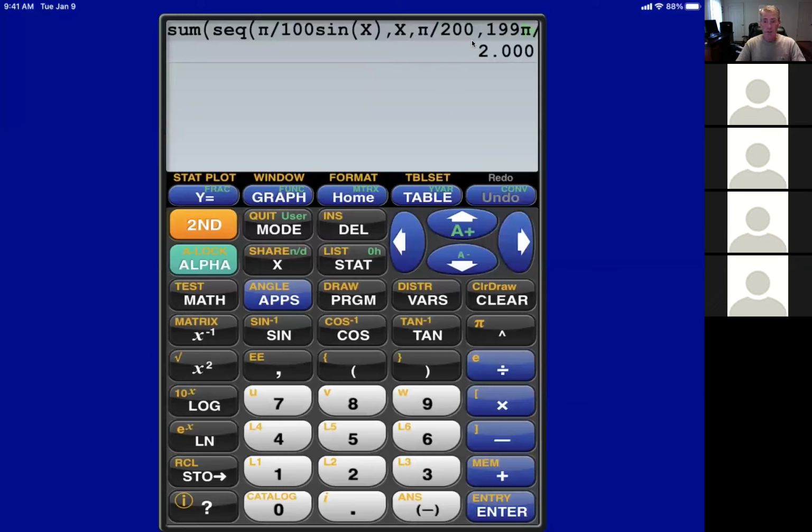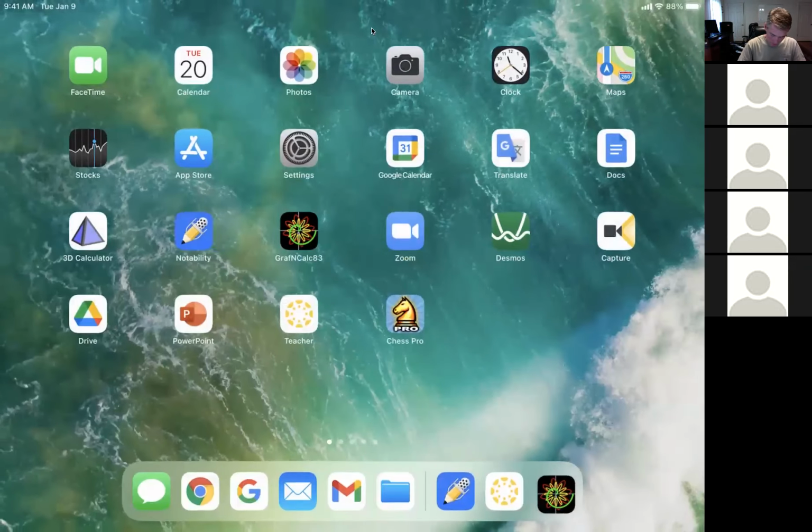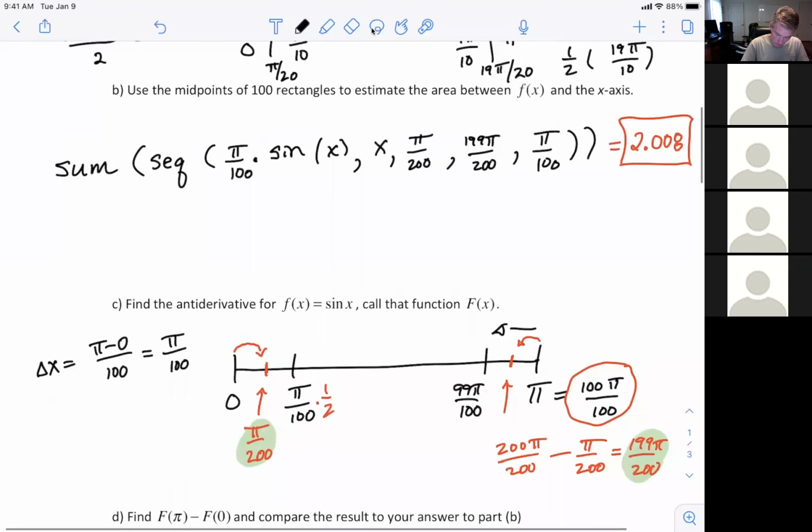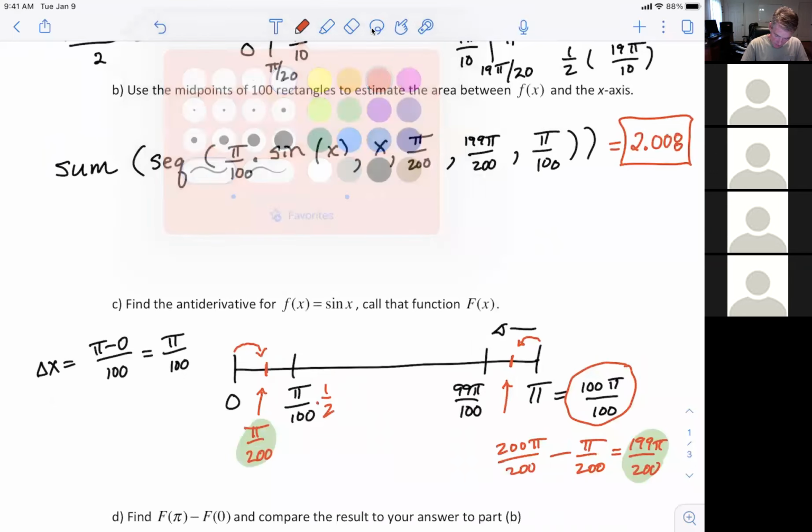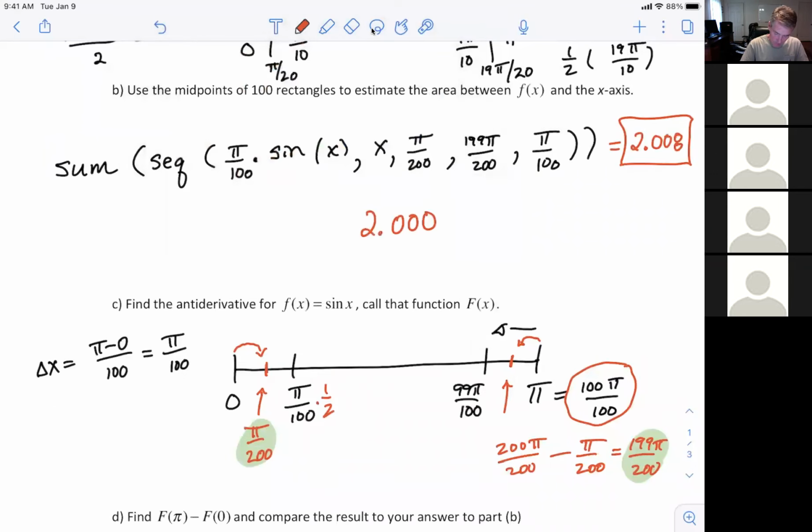And now, at least to the first 3 decimals, it says the answer is 2.000. So the answer for part B is 2.000. Okay, so now we're done with the sum sequence. Does anyone have questions on using the calculator with the sum sequence?